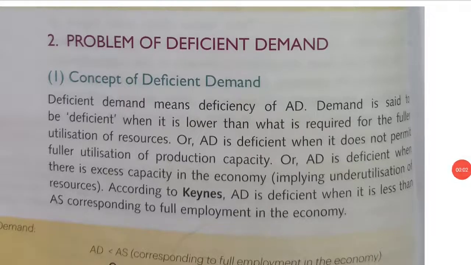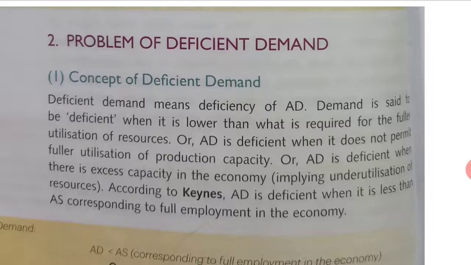Good morning, students. In the previous class, we discussed the problem of deficient demand. In simple terms, deficient demand means demand is less than the aggregate supply. Here aggregate supply and aggregate demand both meet at a point. That point is called equilibrium. What does that equilibrium refer to? It refers to full employment.